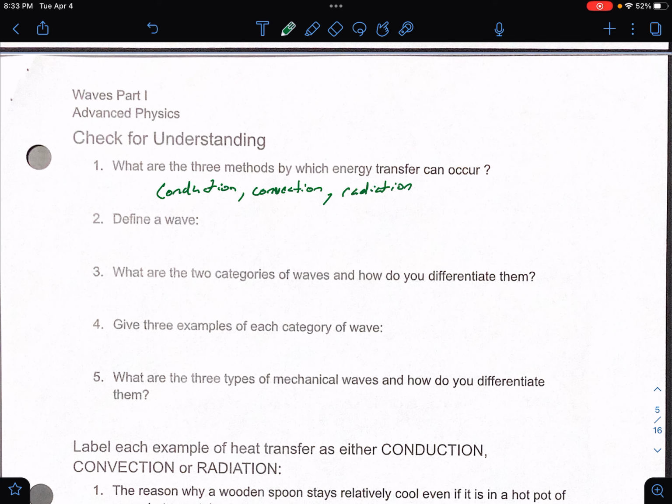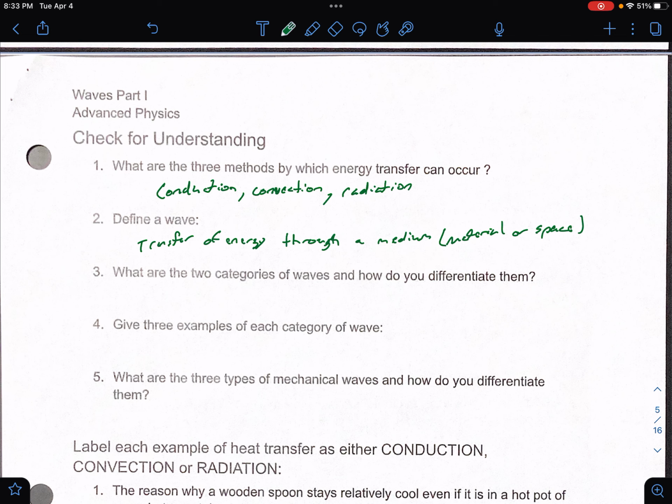Okay, number 2, it says define a wave. So that is the transfer of energy through a medium. Okay, now that can be a material medium. Okay, so like water, air, okay, or space. Okay, so space would be, you didn't need anything. Okay, but it has to be some type of medium.